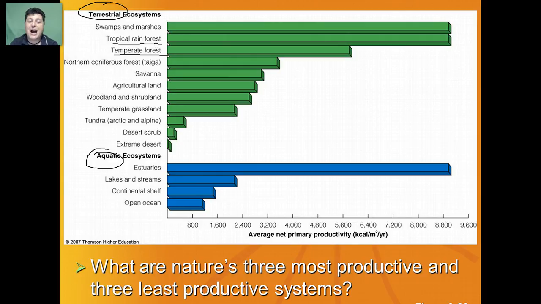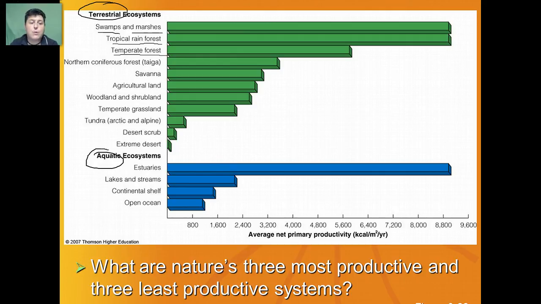But one of our top producers on land is actually swamps and marshes. A lot of people think that swamps and marshes are not very valuable pieces of land. They're kind of smelly, wet places that should just be filled in for a new shopping mall. But these are essential ecosystems in that they're able to provide a lot of productivity, which means they support a lot of consumers and a lot of biodiversity.